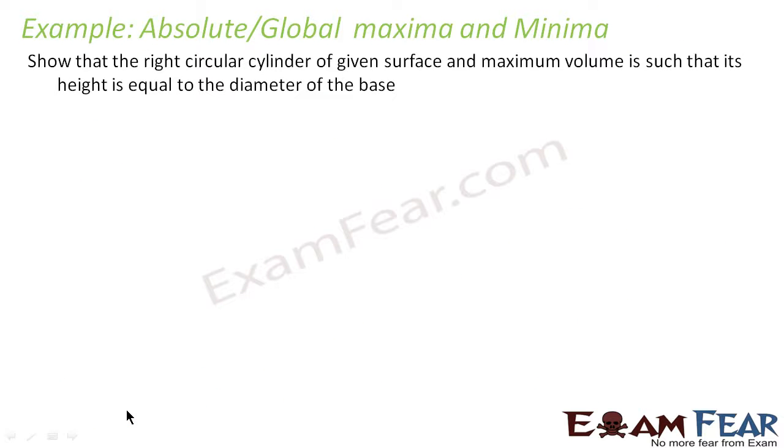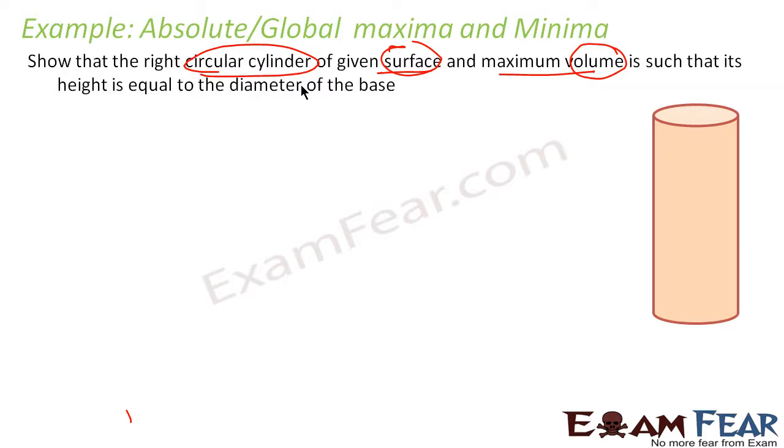Let's take one more example. The question says we have to show that the right circular cylinder of given surface area, which is constant, and maximum volume is such that its height is equal to the diameter of the base. So we have this cylinder, we have this height, and we have this diameter. Let's suppose we have radius r, diameter is 2r, and diameter is also equal to the height. So h is equal to 2r is what I have to prove.